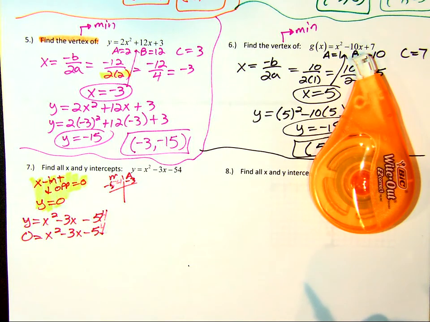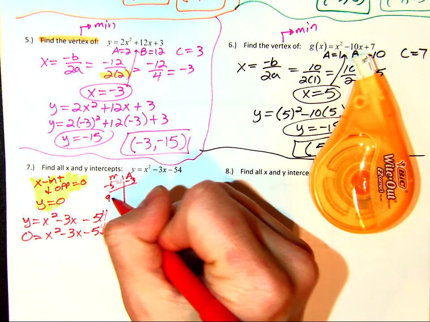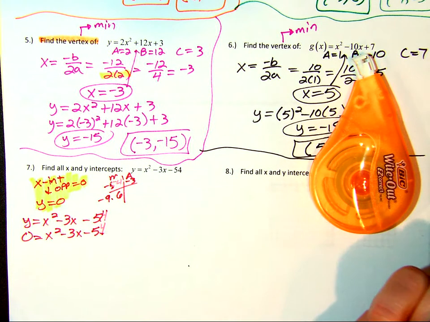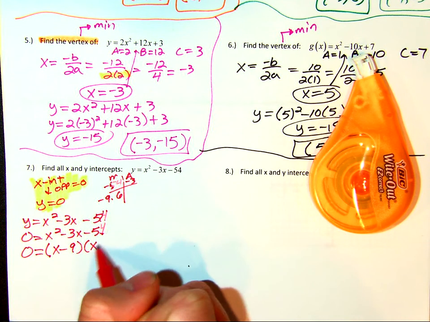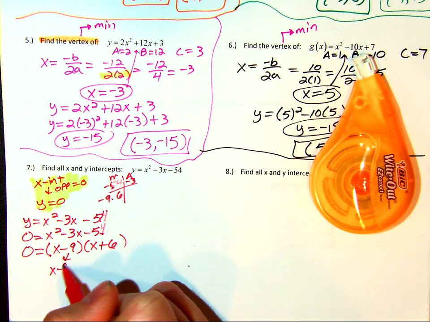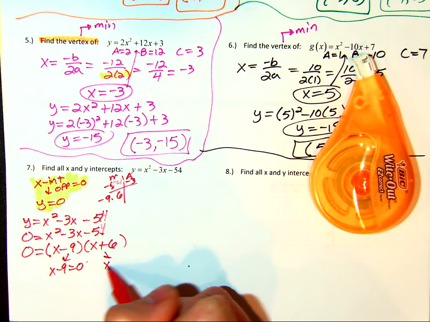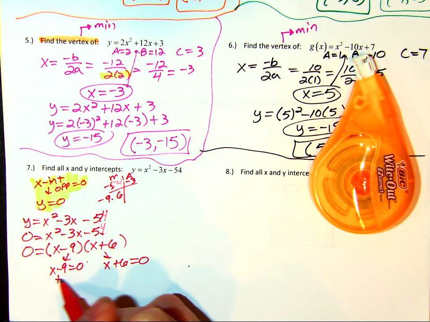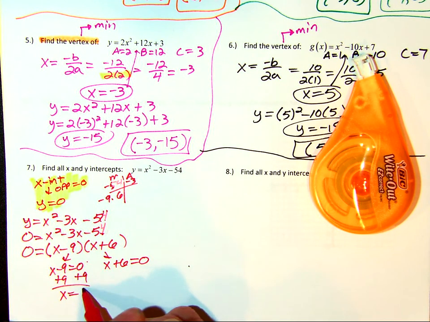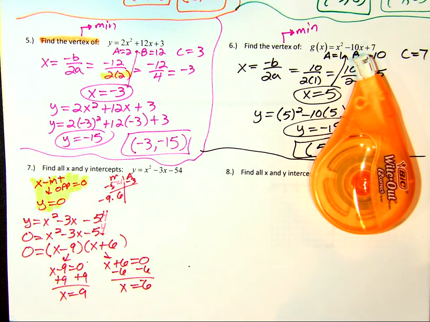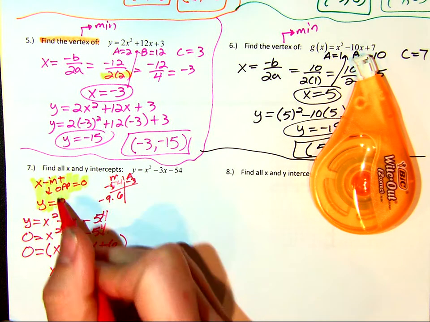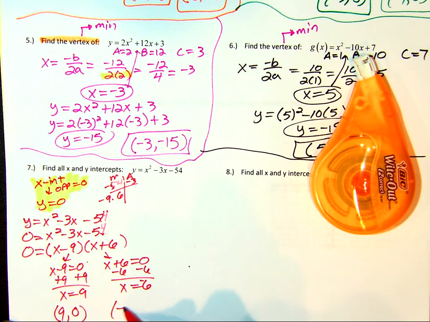Well, I know 9 goes into 54, and 9 goes into 54 6 times, so 9 and 6, and to get the 3 negative, the 9 would have to be negative. So 0 equals x minus 9, x plus 6. Set each piece equal to 0, and then solve. So add 9, x equals 9, subtract 6, x equals negative 6, and then 9 comma my y is 0, negative 6 comma my y is 0, so these are my two x-intercepts.